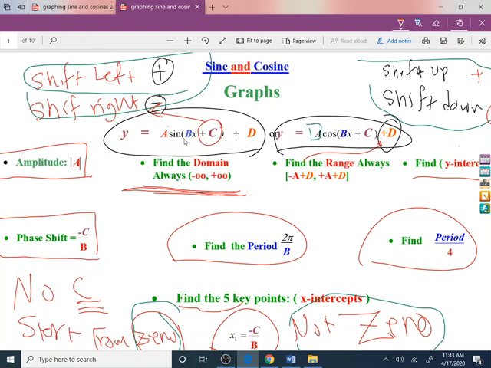A is the amplitude; b, c, and d are constants. C here stands for the horizontal shifting. If c is positive, we shift to the left. If c is negative, we shift to the right. D stands for the vertical shifting. If d is positive, you shift up. If d is negative, you shift down.